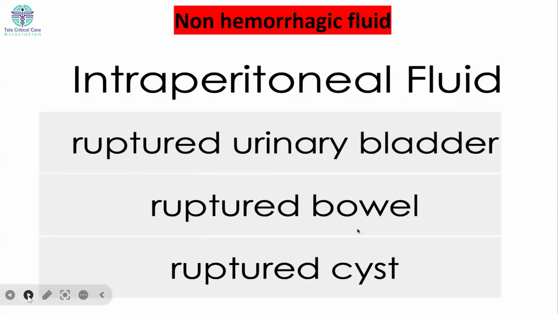Now, sometimes you can also get a non-hemorrhagic fluid in the intraperitoneal compartment, which is giving a false positive FAST. For example, a ruptured urinary bladder, a ruptured bowel, or a ruptured huge cyst inside the liver or kidney can cause free fluid in the abdomen as well.